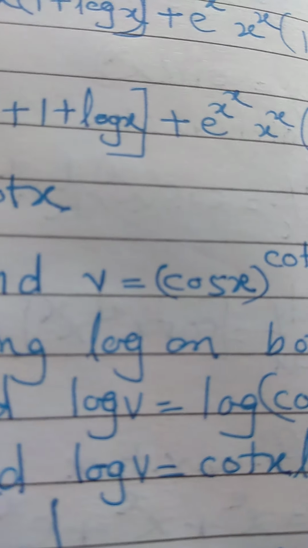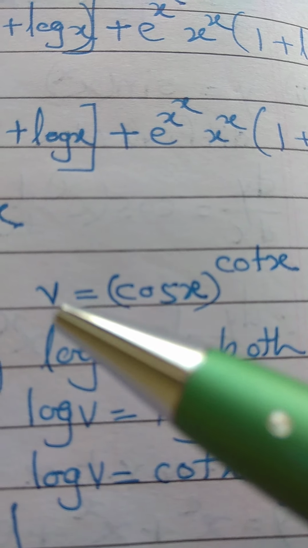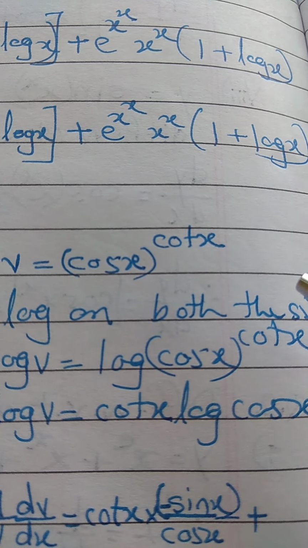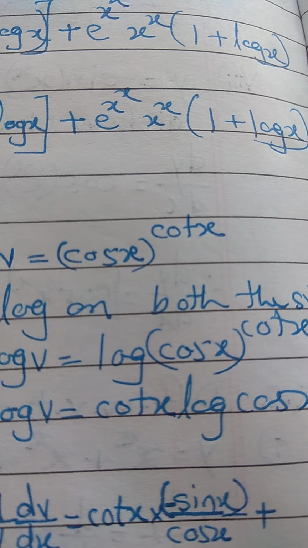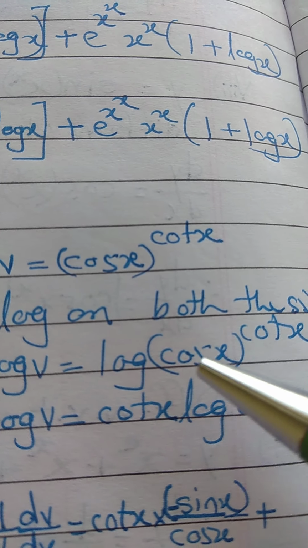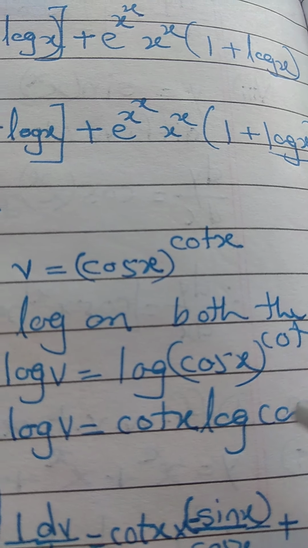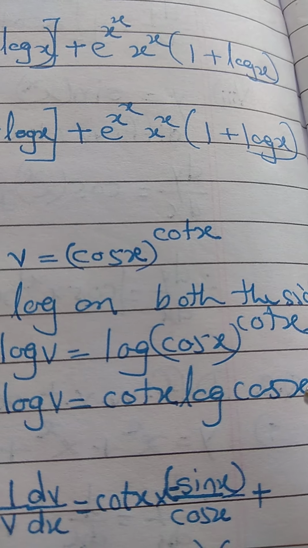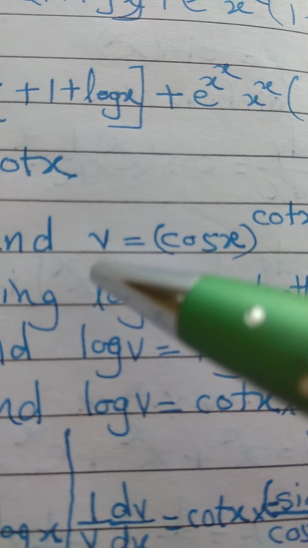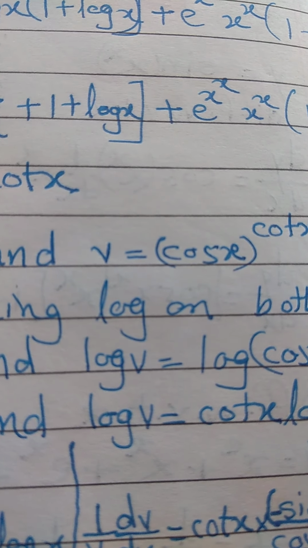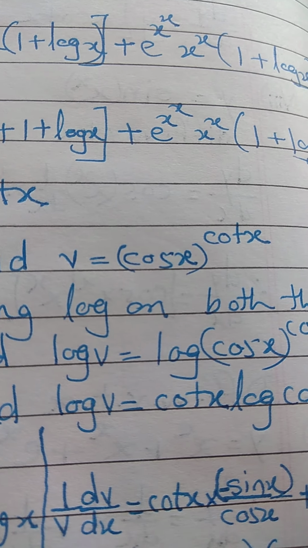Now in case of v, log of v will be log of cos x raised to cot x. That means cot x log of cos of x, because log of a raised to p is p log of a. Directly also you can say that log of v, this cot x will come down after taking log, cot x log of cos of x.